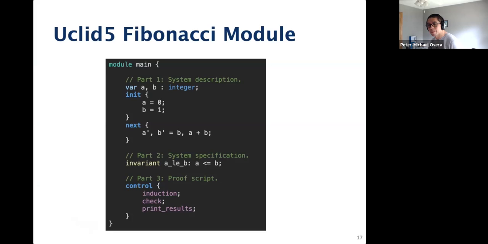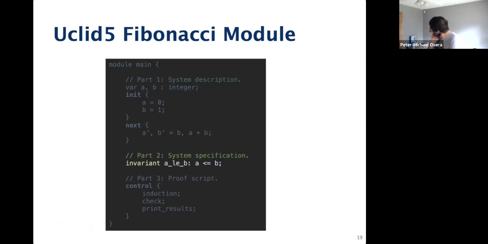Suppose that we wanted to model a Fibonacci sequence in Uclid, and then prove a property, like that the sequence is always increasing, by induction. First we would describe our system. Here we have 2 variables, a and b. The initial value of a is set to 0, the initial value of b is set to 1, and we define a transition relation. In this case, the new value of a is set to the old value of b, and the new value of b is set to the old value of a plus b.